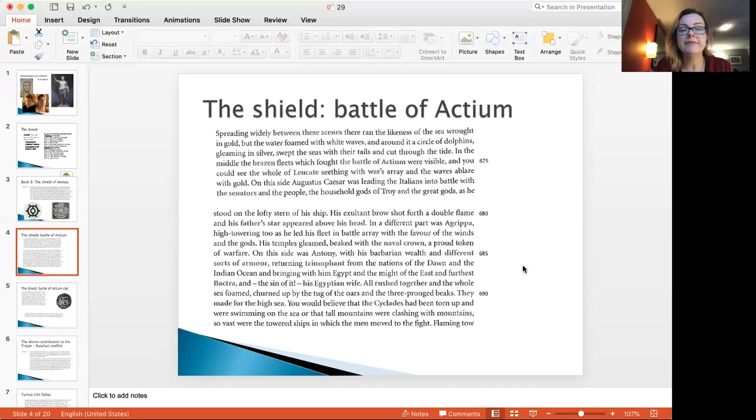In addition to Augustus, in a different part of the fleet was Agrippa, high towering too, as he led his fleet in battle array with the favor of the winds and the gods. His temples gleamed, beaked with the naval crown, a proud token of warfare.